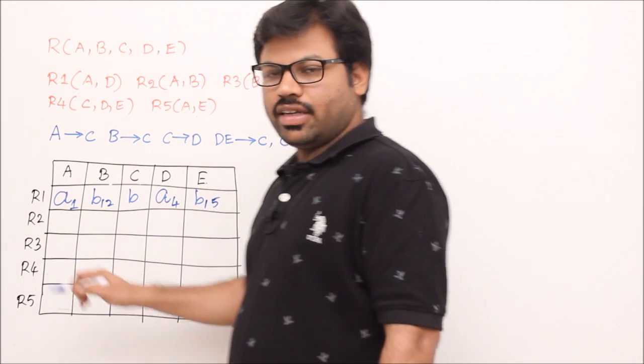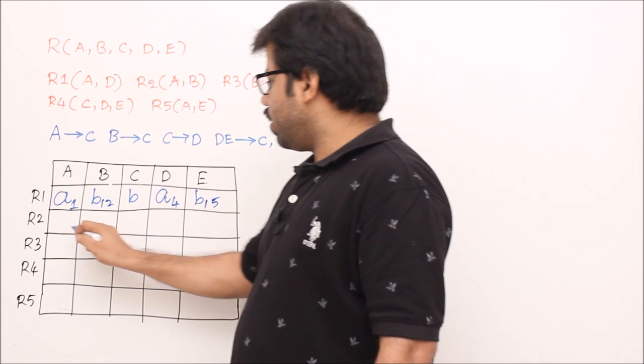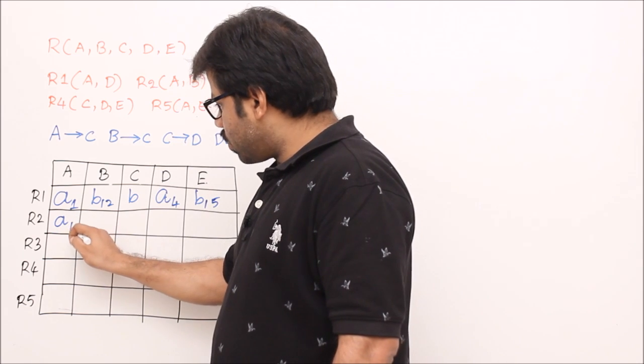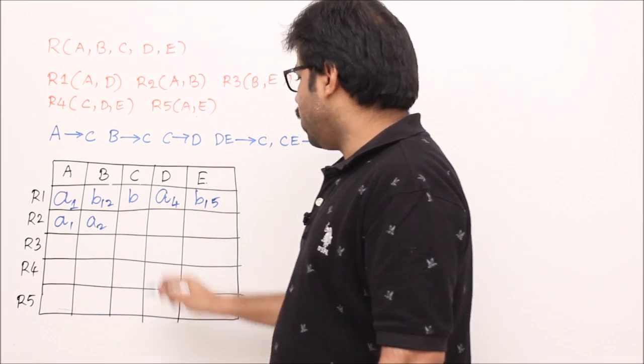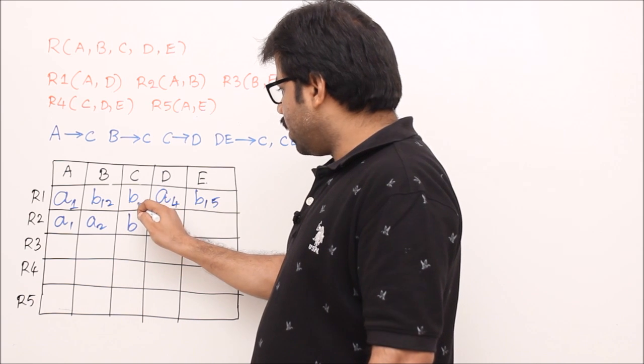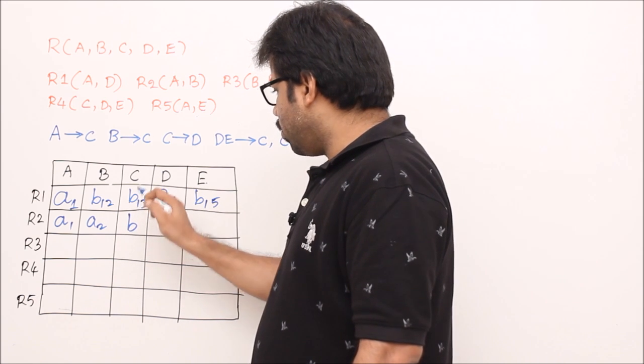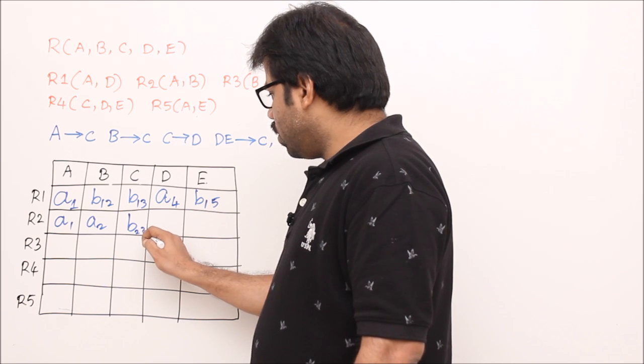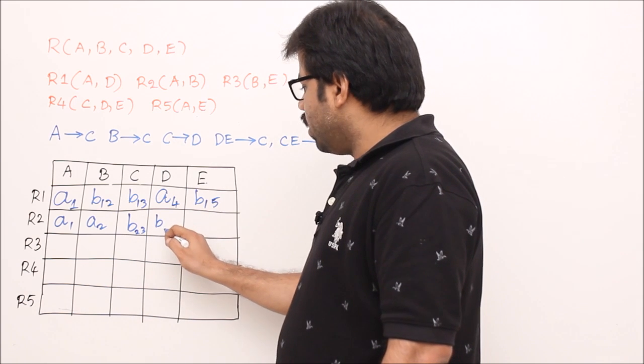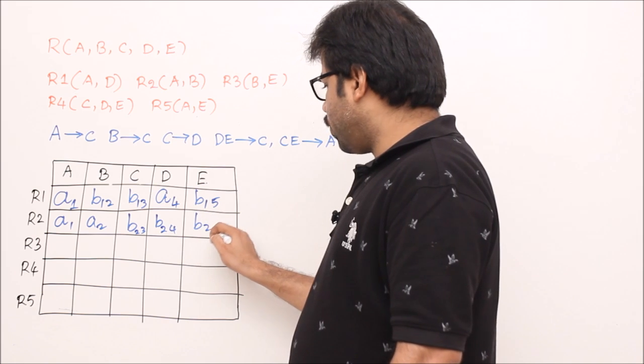Similarly, we'll fill the other entries R2, A comma B. So here A first column, A second column. Now other things are directly, see, here it is B first row, third column. Here it will be B second row, third column. This is B second row, fourth column, second row, fifth column.